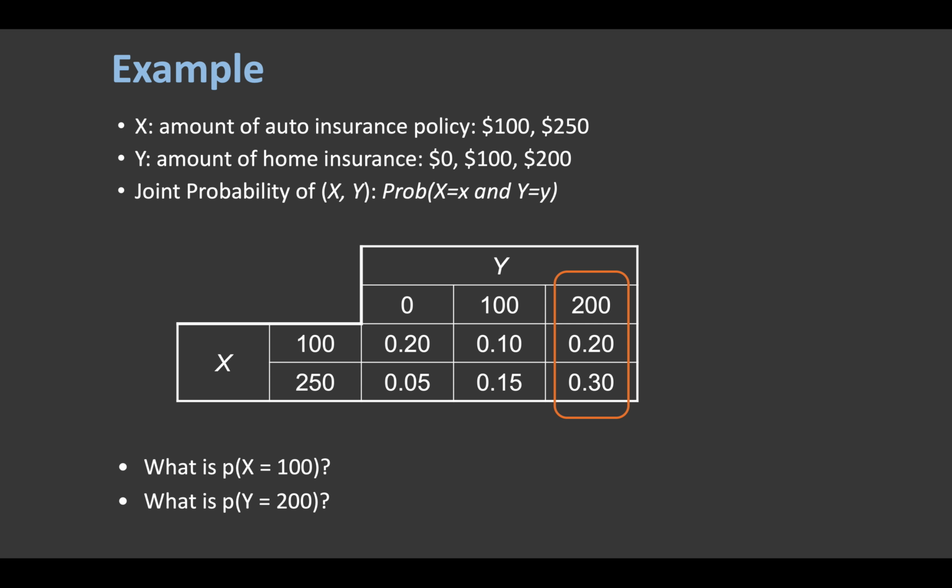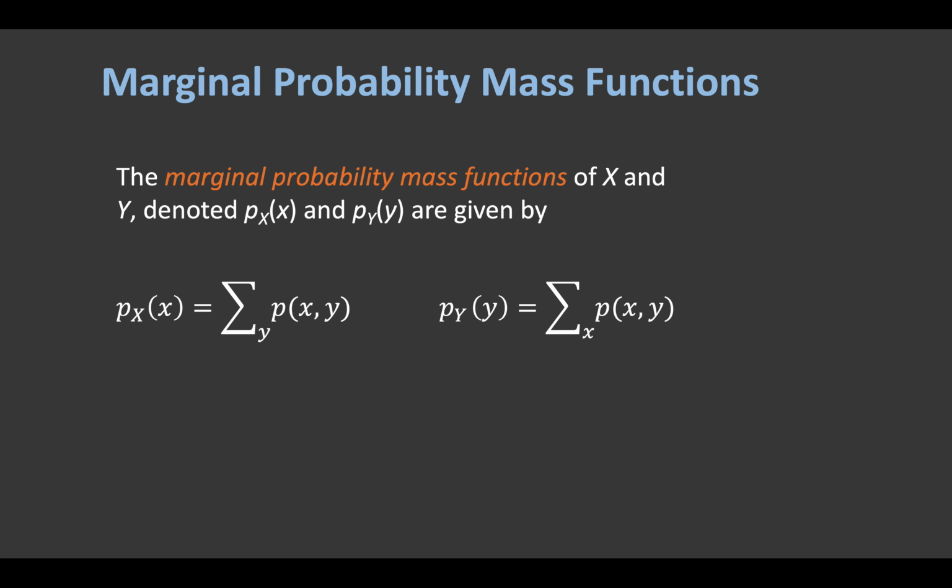So we can calculate both of them relatively easily. But this basically shows us what we call the marginal probability mass function. The marginal probability mass function of X and of Y can be denoted by p capital X of lowercase x and p capital Y of lowercase y. They're given basically like this.